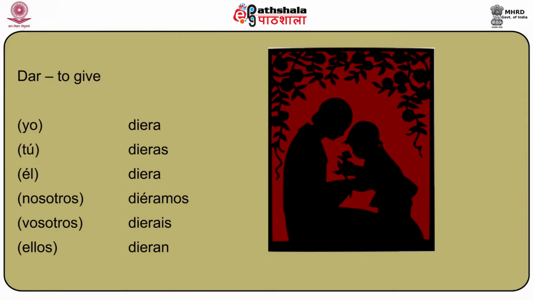The next verb is dar, which means to give, and in the preterite the third person plural form is dieron. So the conjugation is as follows in the imperfect subjunctive: yo diera, tú dieras, él, ella, usted diera, nosotros diéramos, vosotros dierais, ellos, ellas, ustedes dieran.